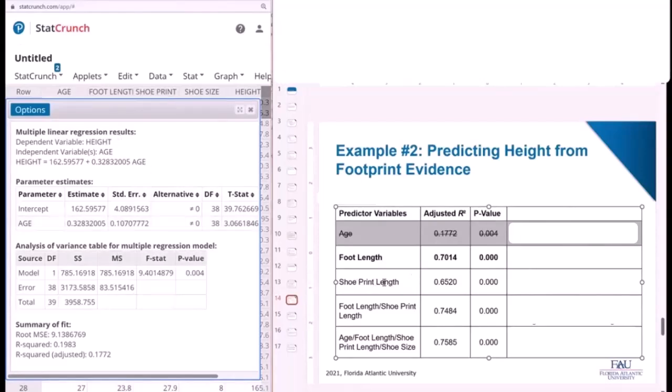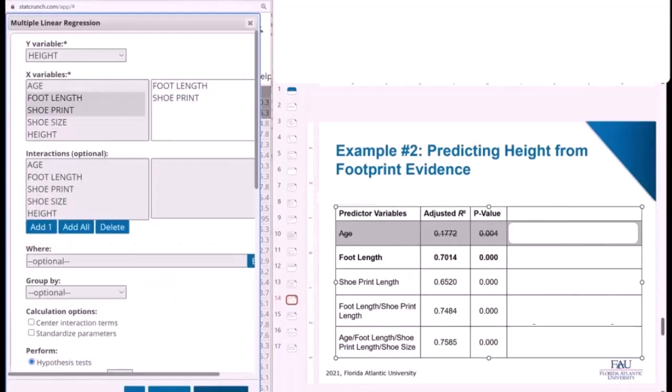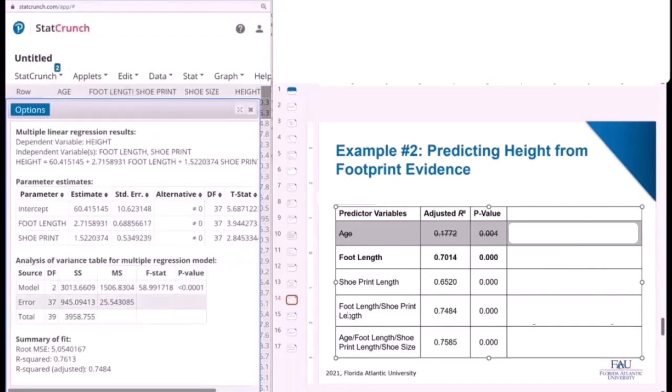I can go to options, edit, include foot length and shoe print. Hit compute. There's my adjusted R squared, 0.7484. My p-value is less than 0.0001. Why is it not best? It has a good adjusted R squared. This one is 3 variables, so it wouldn't be better.